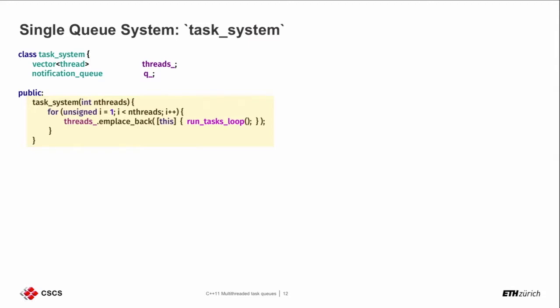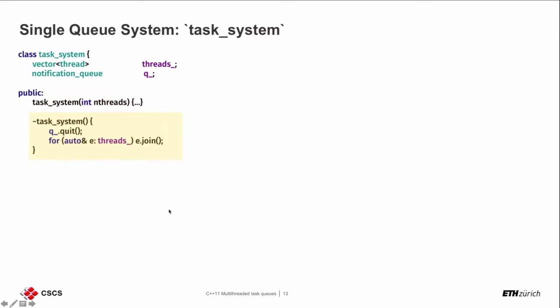When we construct our task system, we need to also create our threads. So this is where we do it. We create n minus 1 new threads, and we tell them to run this task loop. This run tasks loop is one of the methods of task system, and we will look at it in just a few slides. When we destruct our task system, we want to tell the queue to quit, basically, to stop giving out tasks to execute, and we want to join our threads, similarly to how we saw we handle standard threads in the previous presentation.